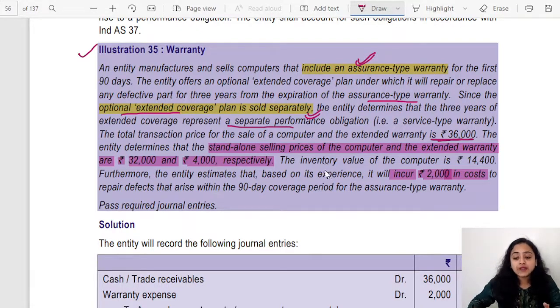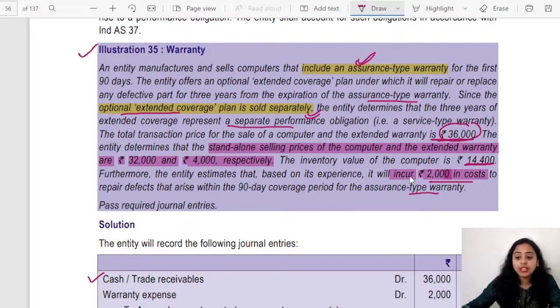The inventory value of the computer is 14,400. When the computer is sold, inventory will be reduced by 14,400, the cost of the inventory. Furthermore, the entity estimates that based on its experience, it will incur 2,000 in cost to repair defects that arise within the 90 days coverage period for the assurance type warranty. Pass the journal entry. So you will be receiving 36,000, either in cash or the debtors will be increased by 36,000.